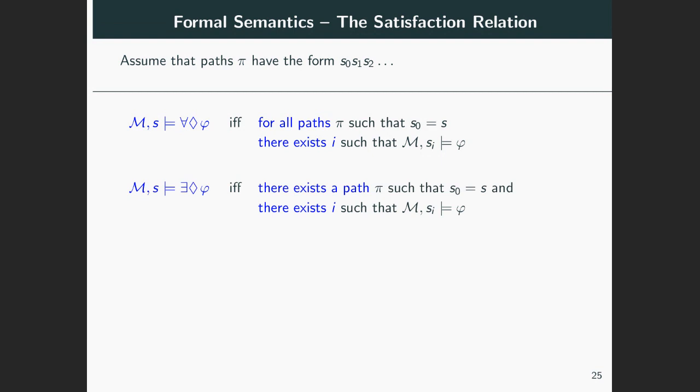The there exists eventually variation is the same, but we don't request the property to hold for all paths, but rather for some path. There should exist a path and a state on it where phi holds.